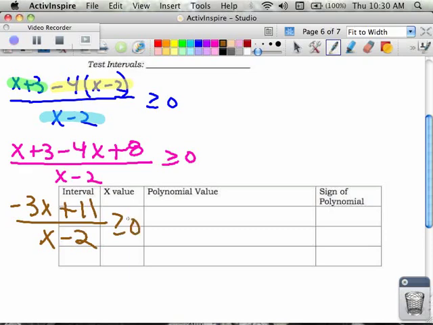Now this is different than our 3-term or 4-term inequalities, so what I want you to do is write yourself a note. When you're working with fractions, critical values come from what makes the top 0 and what makes the bottom 0.